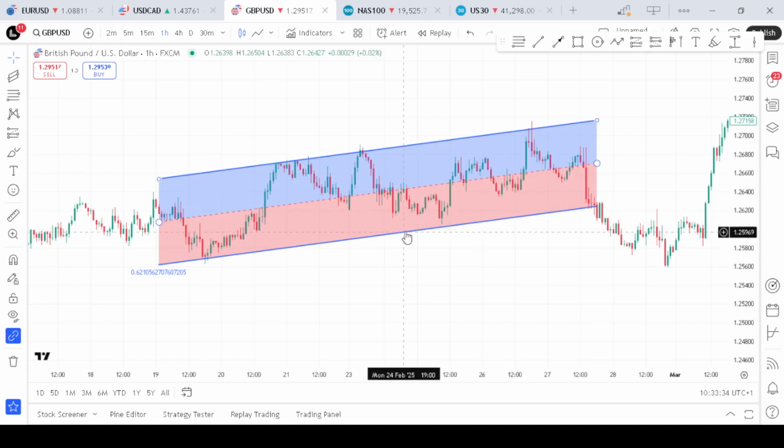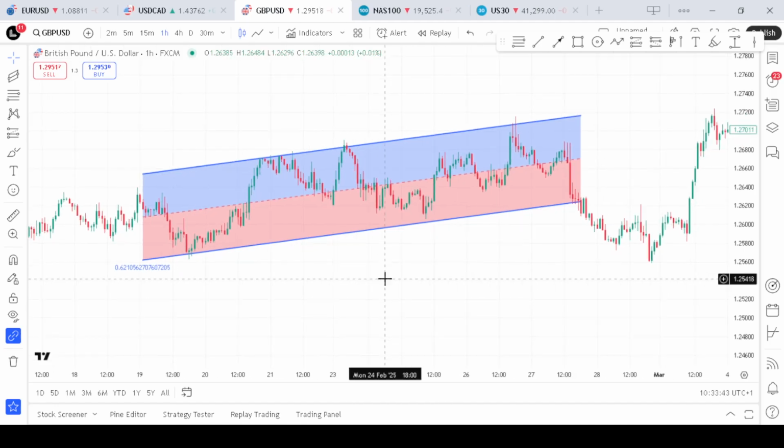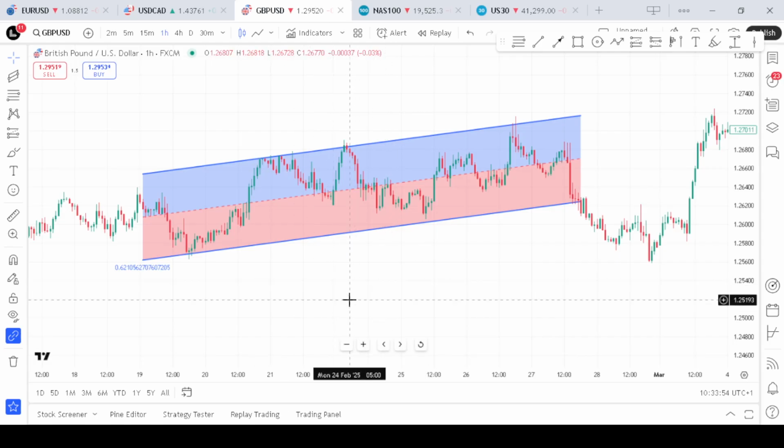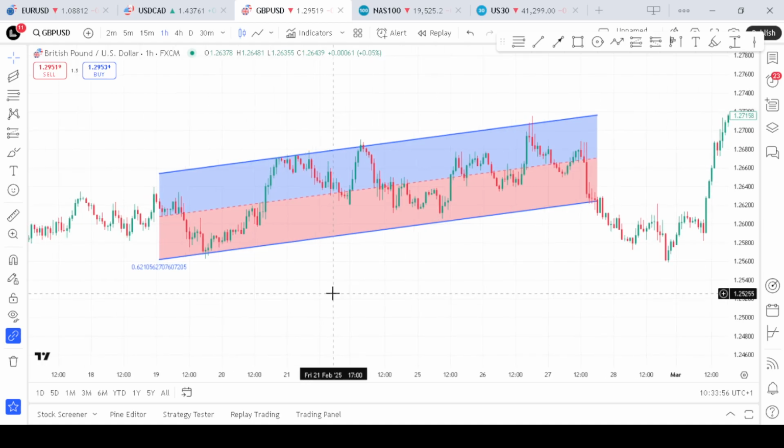One of the key advantages of linear regression in Forex trading is the ability to help you see the bigger picture of the market trend. By smoothing out the short-term price fluctuations, it allows you to focus on the overall direction of the market, which can be particularly useful for long-term trading strategy.